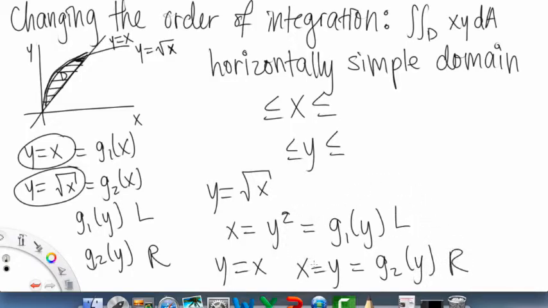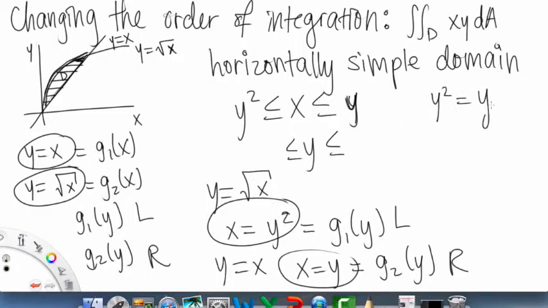All right, so we got our lower bound, or our left bound, and our right bound. So this is going to be y squared from here, and then y at the top, or on the right side. Now we just need to find what the bounds for y are. You would solve in the same way. You set the two equations equal, so y squared equals y. The only thing that makes that true is y equals 0 and 1. So we have 0 and 1.